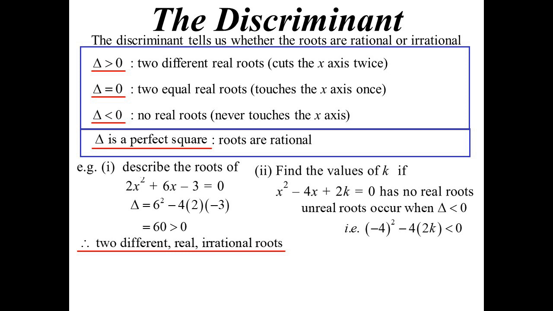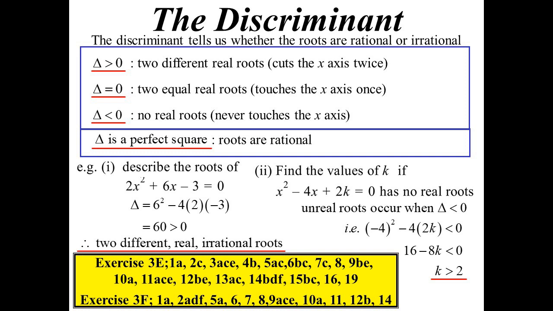In other words, minus 4 squared minus 4 times 2k must be less than 0. K is greater than 2. There's our values of k. Alright, so 3e and 3f we shall add to our list.